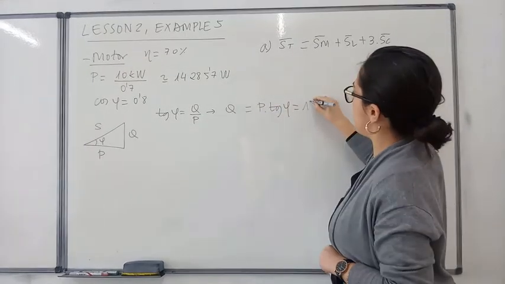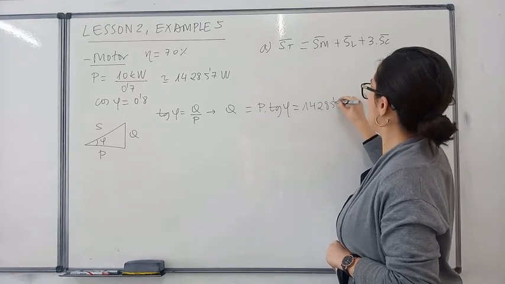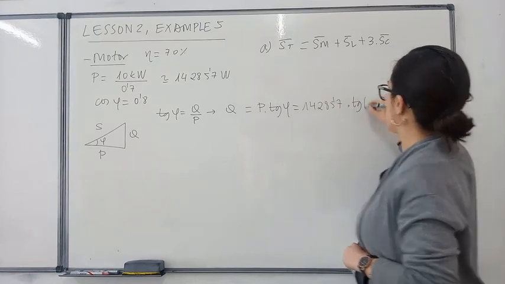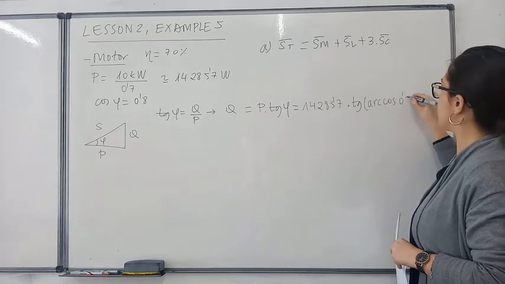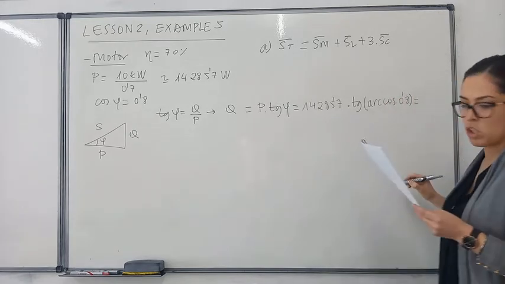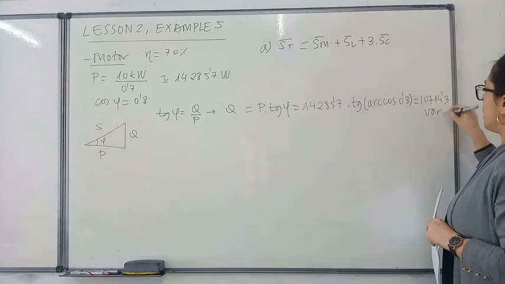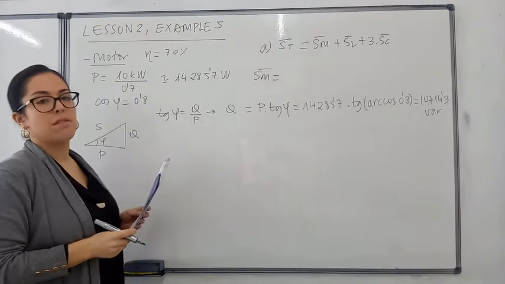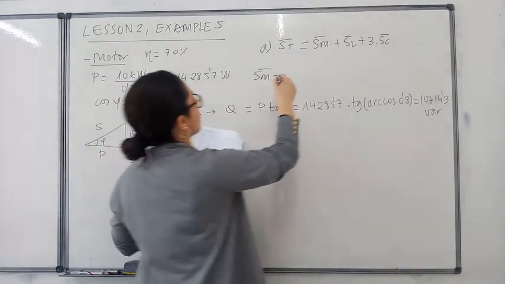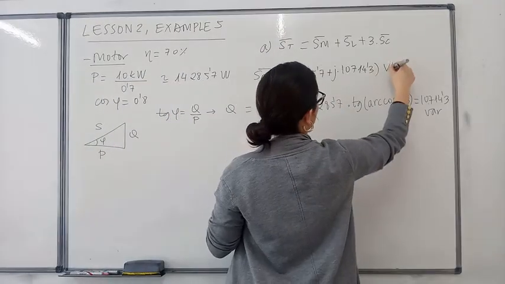So reactive power is the active power by the tangent of arc cosine of 0.8, which gives a value in voltamperes reactive. So now we have the value of the complex power of the motor in voltamps.